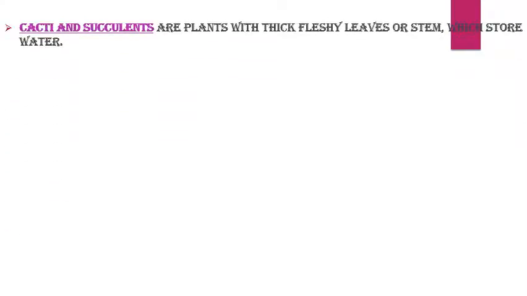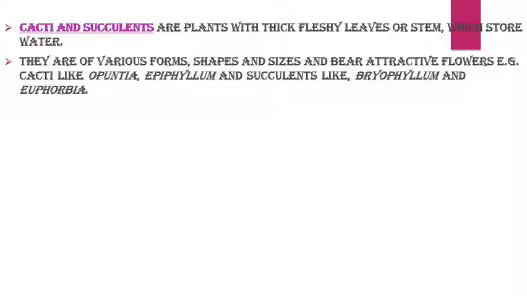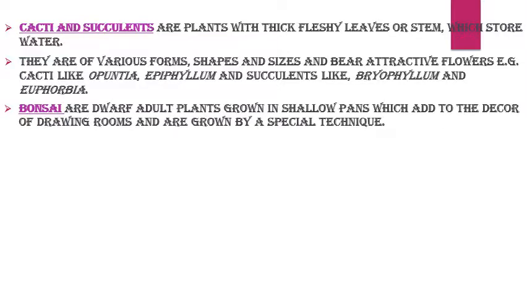Cacti and succulents. These are plants with thick fleshy leaves or stems which store water. They are of various forms, shapes and sizes and bear attractive flowers. Example: cacti like Opuntia, epiphyllum, and succulents like Bryophyllum and Euphorbia.